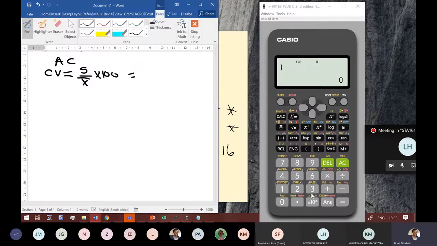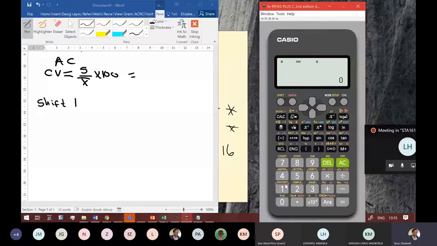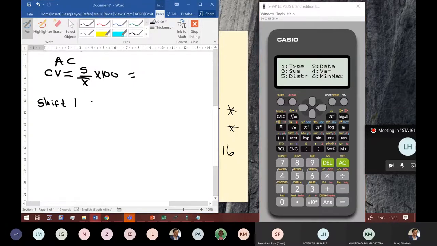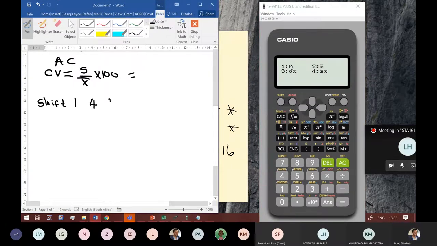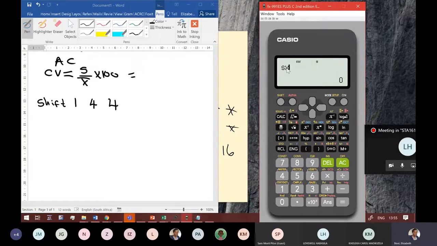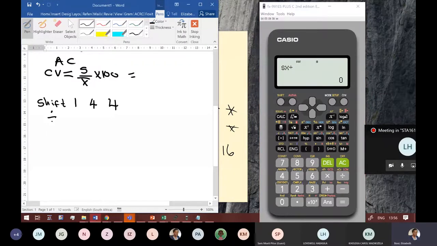So you're going to press shift. This is going to be very long. Shift and you press 1. Let's do it while we're doing it so that I don't write the wrong thing. And then you press 4, and then 4, and then 4 again. For sx, you will press 4 again. And that gives you sx. And then you press the division sign.